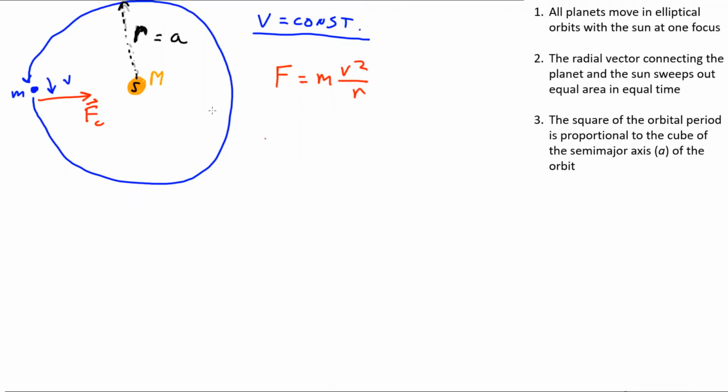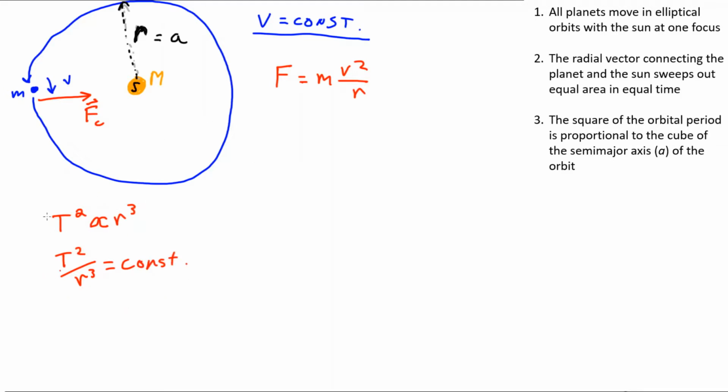So now we can use Kepler's third law of planetary motion to think about what would happen to this force as the radius of the orbit changes. We want to see if we can write this force just as a function of the radius of this orbit. So Kepler's third law says that T squared is proportional to, in this case, r cubed. So that means that T squared over r cubed is equal to some constant, right?